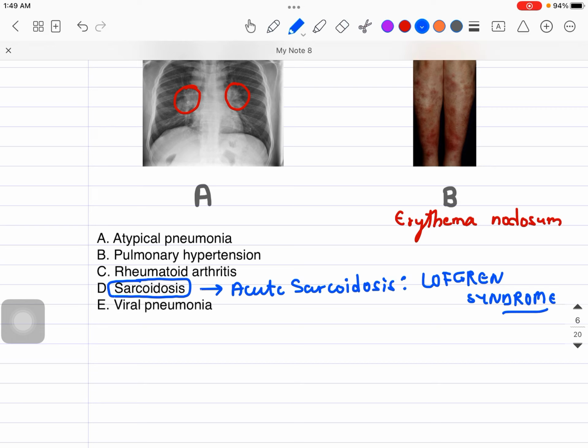So I'm sure that you don't have any kind of problem while solving sarcoidosis MCQs.